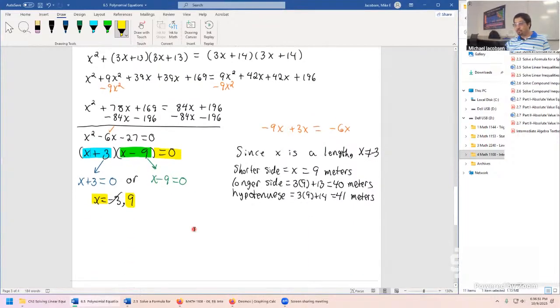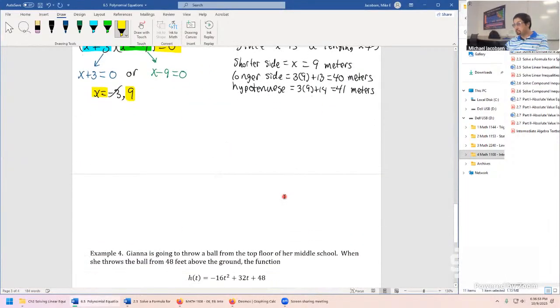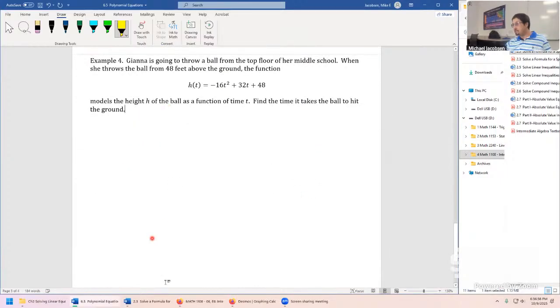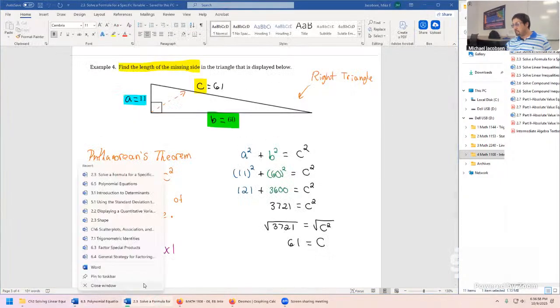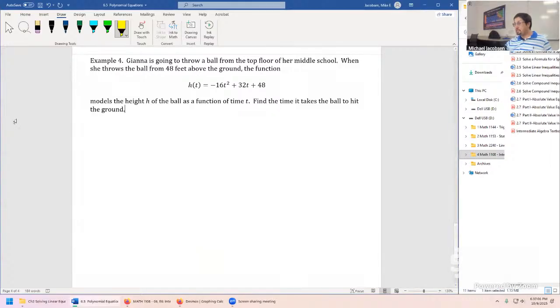So here's our next scenario for an applied problem. Gianna is going to throw a ball from the top floor of her middle school. So let's hope Gianna doesn't hurt anybody. But when Gianna does that, when she throws a ball from 48 feet above the ground, the function right here models the height h of the ball as a function of time.